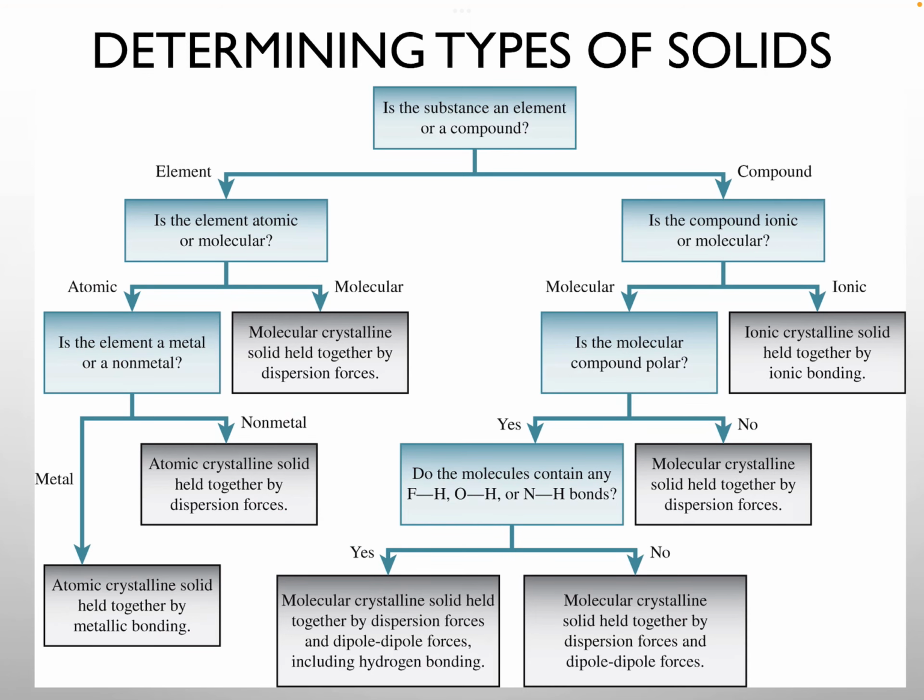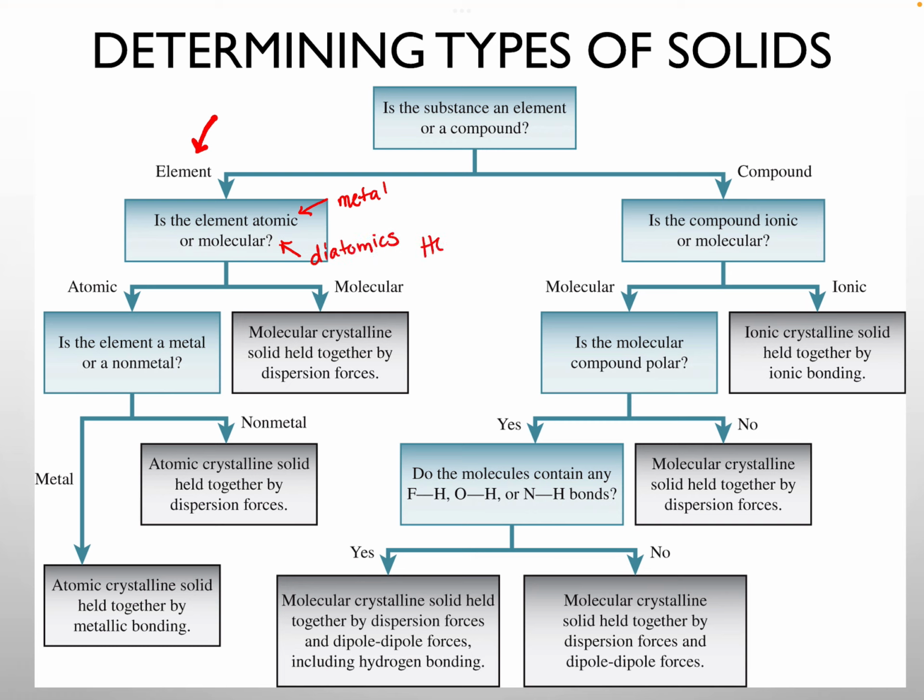Alrighty, so here is a flowchart to help you determine the different types of solids. The first thing you should do is figure out, is it an element or a compound? Let's say it's a singular element. And then you need to ask yourself, is it atomic or is it molecular? When I say an atomic element, remember this is going to be like a metal. And when it says molecular, that means like your diatomics.